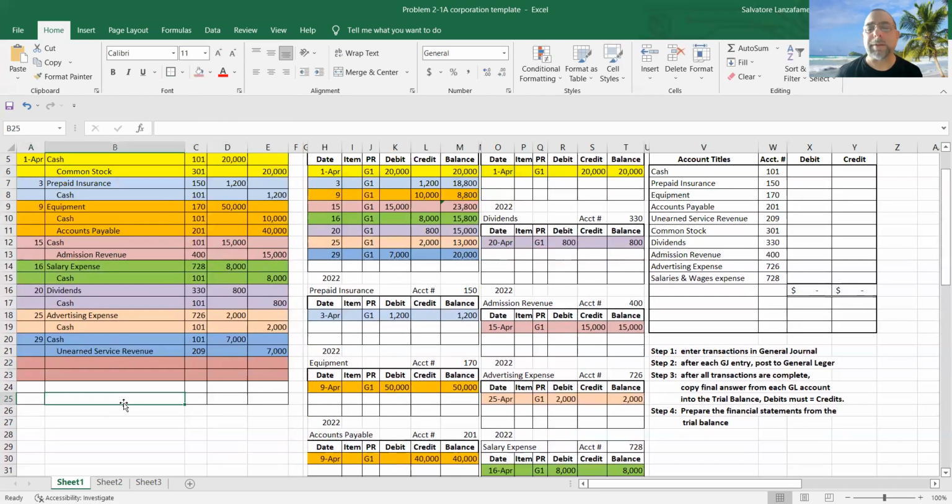I think you have it tough where you're trying to figure out what to debit, what to credit. I'm trying to figure out what color to use.